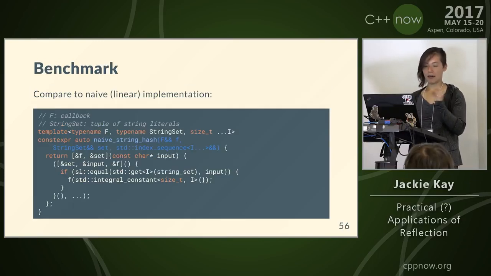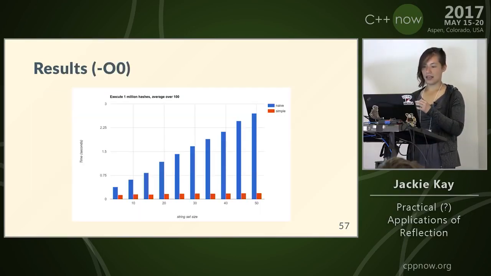So I wanted to benchmark this because I thought it was pretty cool. And I generalized the stuff from the deserialize example into this thing, which is expressing the same thing in a very terse way. And without optimizations, it did really well. So the red is, hopefully, the hashing example, and the blue is the linear example.